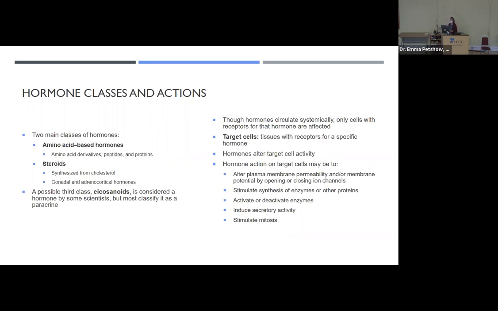So target cells are just tissues that have the receptor. Hormones are going to alter specifically the target cell activity. And there's lots of different actions that can occur. We've already talked about some of those.